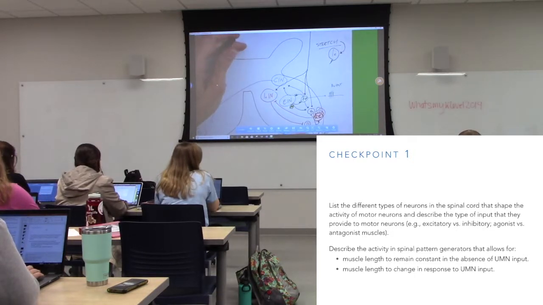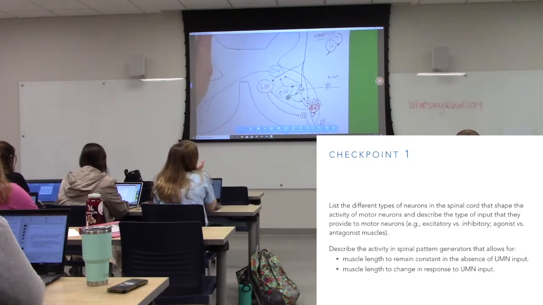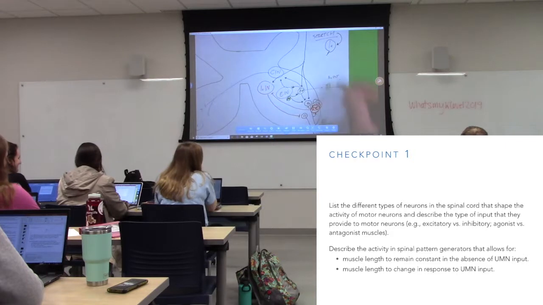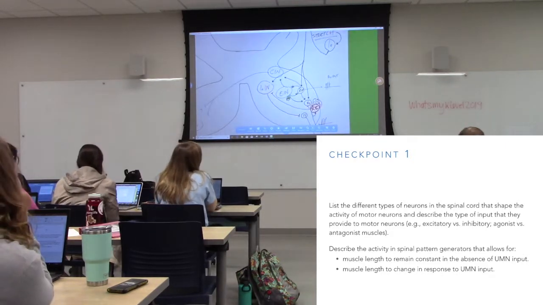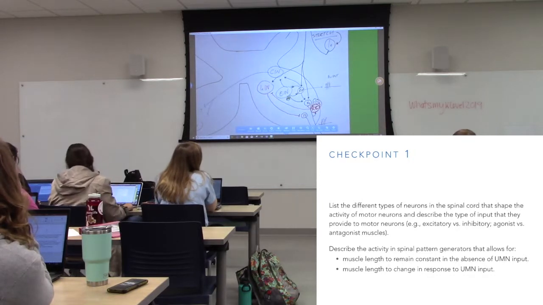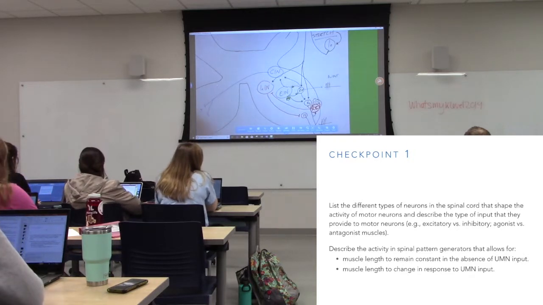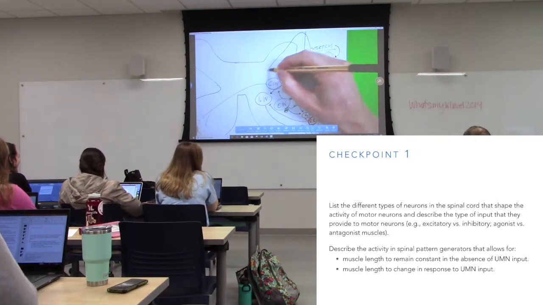Well, how does it affect activity here? Let's say that we have inadvertently stretched our extensor. Now what? I'm going to come in the dorsal root there, now I'm in the dorsal horn. What am I doing? What are the targets of these spindle afferents?